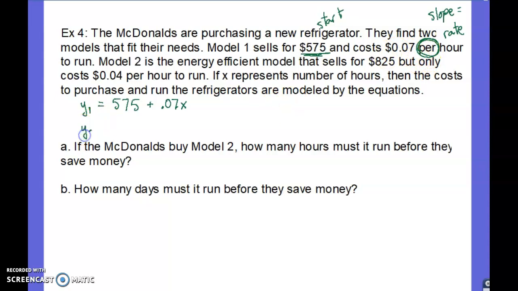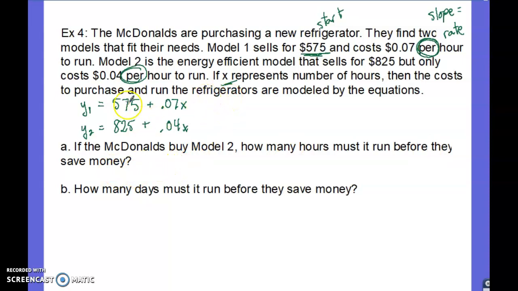Whereas Model 2 is a little bit more expensive up front, but then it only costs 4 cents. And again, you can notice that per in there means your rate. And again, I already read the problem, knew to use x. And so we have the two equations right there. I know the directions, it wasn't there, but I just gave it to you. So if they buy Model 2, that's the y2 equation, how many hours must it run before they save money?